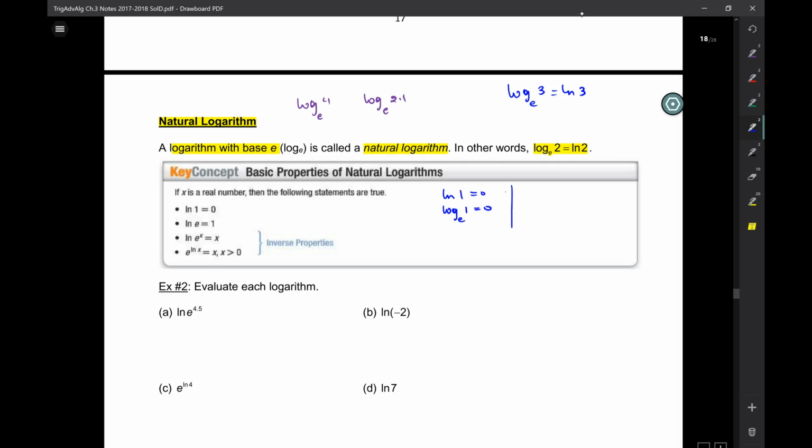Now, what if you have ln of e? That's like saying log base e of e. What should the exponent of e be in order for you to get an e? 1. So ln of e is 1. For what should be the exponent of e in order for you to get e back? 1. So ln of e is one of those things where if I call you up at 3 a.m. and I say, what's ln of e? What should you tell me? 1.